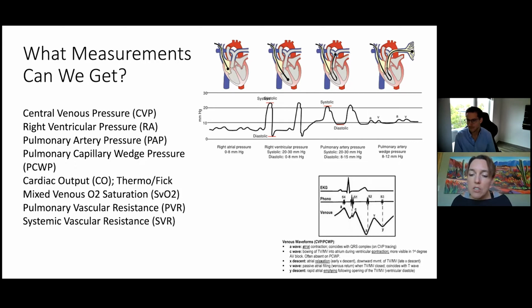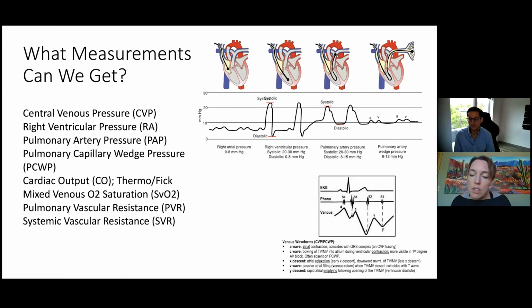Now, the percentage of oxygen when the blood returns to the heart can be compared to the percentage of oxygen in the arterial system, and that, with an equation, can lead to a cardiac output. That equation, of course, is our Fick equation. So one way we measure cardiac output with a Swan is by Fick, which uses the mixed venous sat. The second way we measure cardiac output in a Swan is with thermo.